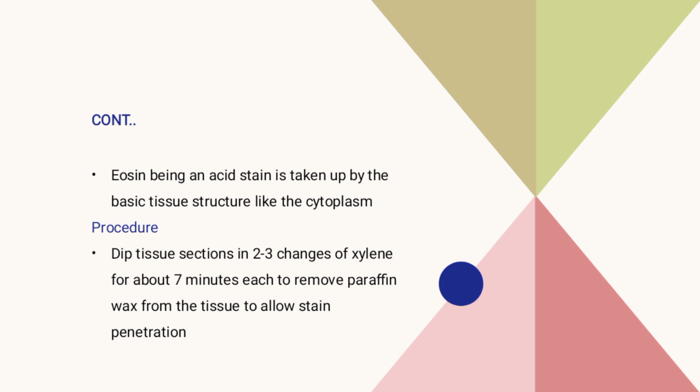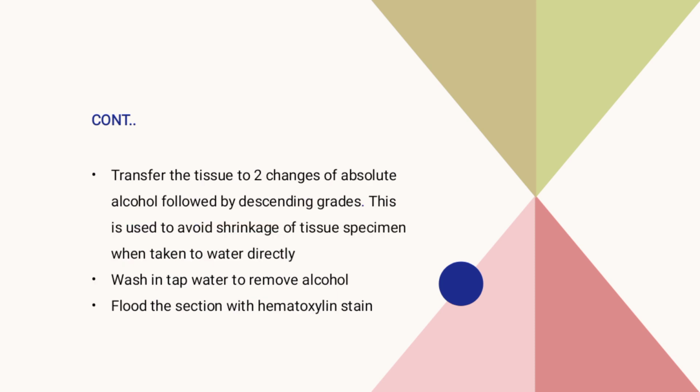And now the procedure: dip tissue sections in 2 to 3 changes of xylene for about 7 minutes each to remove paraffin wax from the tissue to allow stain penetration. Transfer the tissue to 2 changes of absolute alcohol followed by descending grades. Descending grades mean, if it is 60%, the next will be 30%, 20%, and then 10%. This is used to avoid shrinkage of the tissue specimen when taken to water directly.